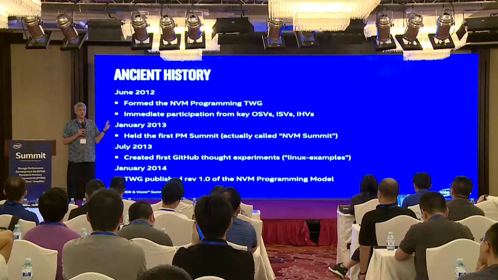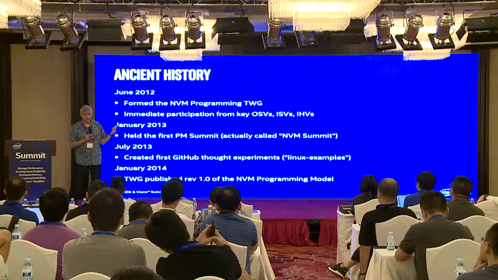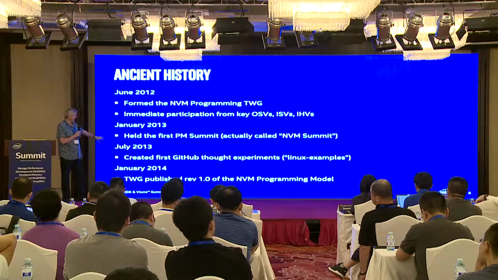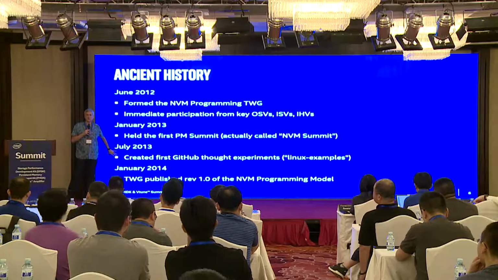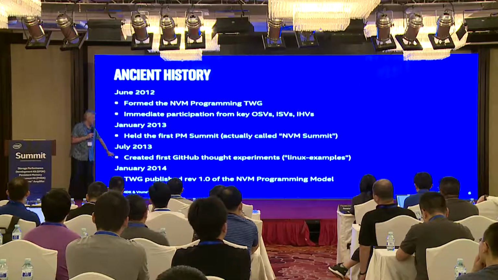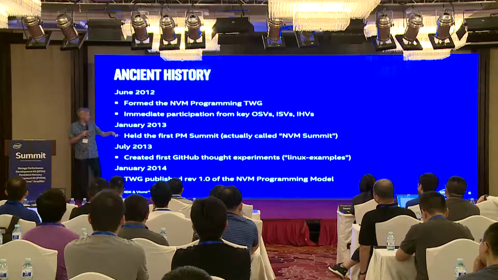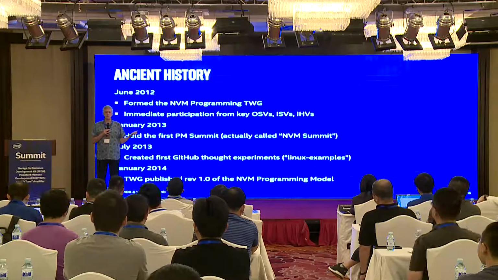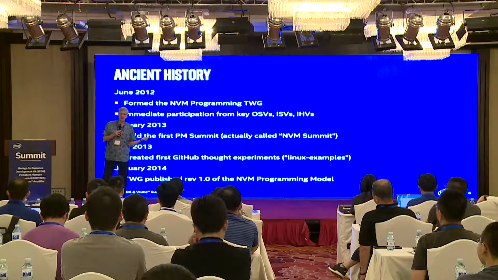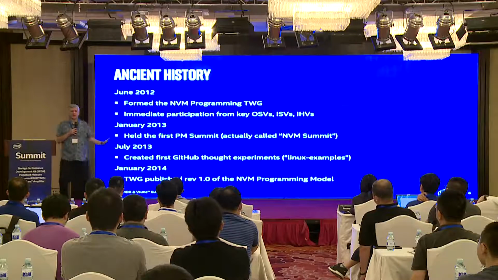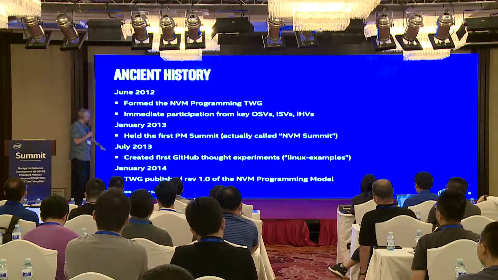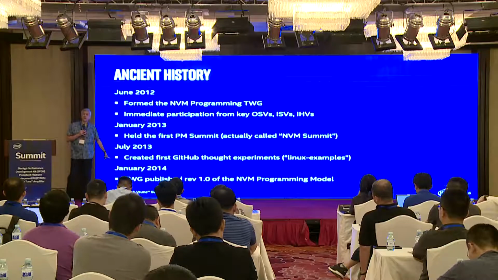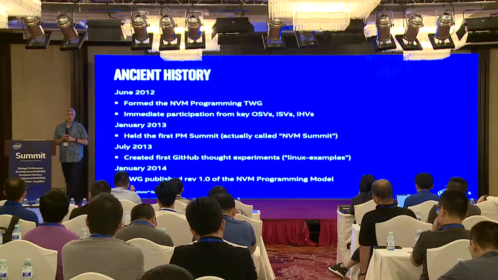All of the talks at the Persistent Memory Summit are made into videos and published on the web, so you can watch them. By July 2013, we started our first early versions of code to help people program with persistent memory. It was really just some ideas. It's still out there on GitHub. The repository is called Linux Examples, and it was just some examples of how persistent memory might be used. There's nothing there that you can use today to do anything interesting, but it was the beginnings of PMDK. And then by January of 2014, the SNIA technical work group published 1.0, the first version of the programming model that the operating systems were going to implement.